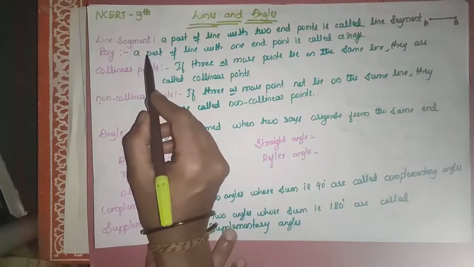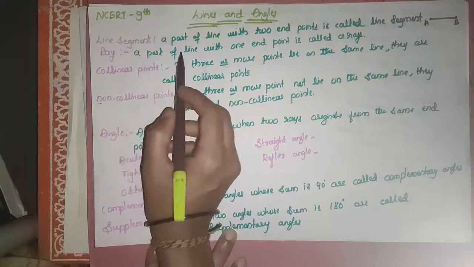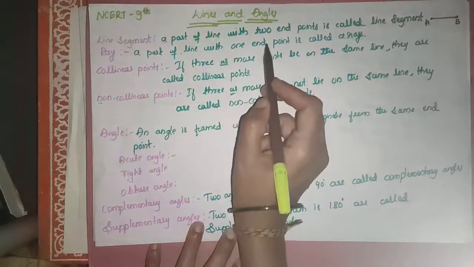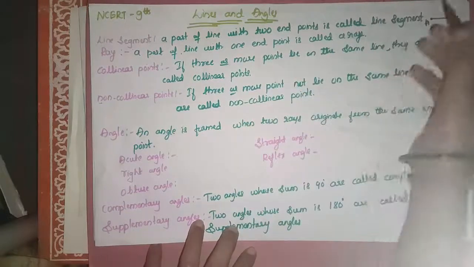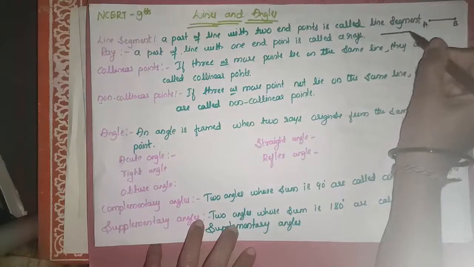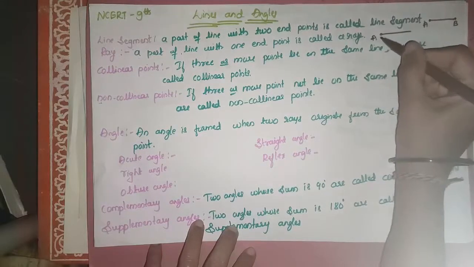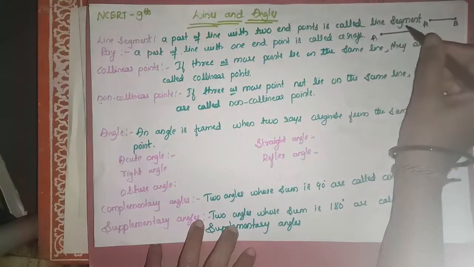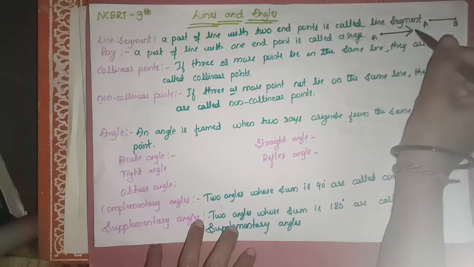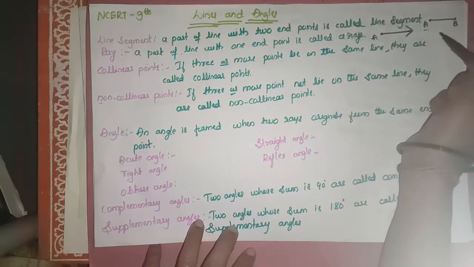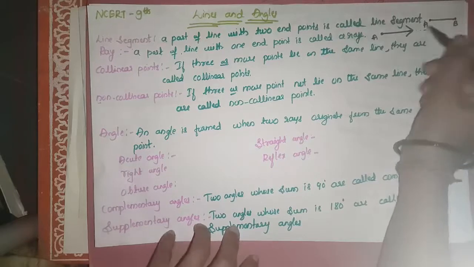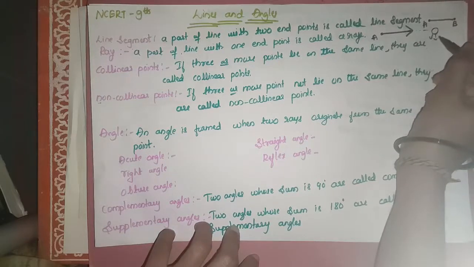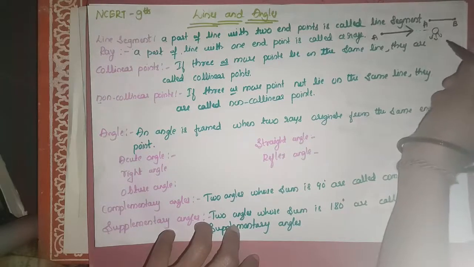Ray. A ray is nothing but a part of a line with one end point. So here a ray has only one end point. I call this as A. The arrow mark shows the ray which travels here. So you know sun rays. It has only one end point.